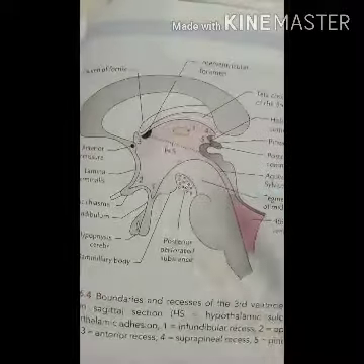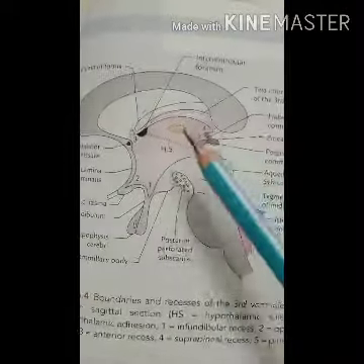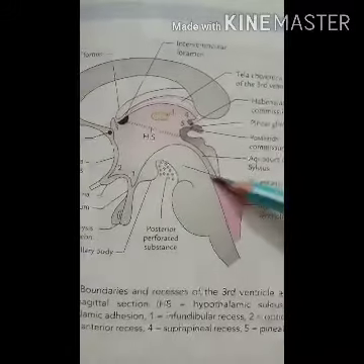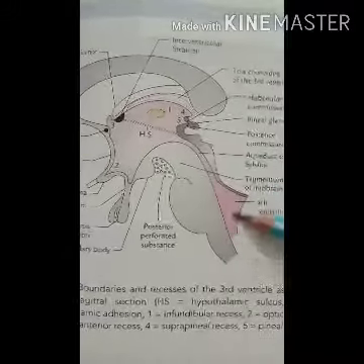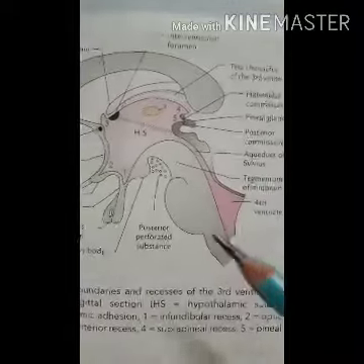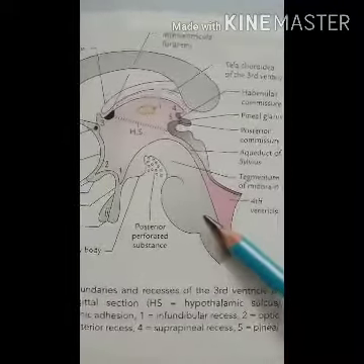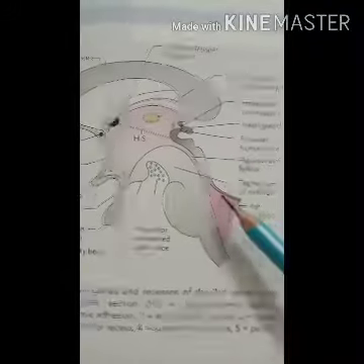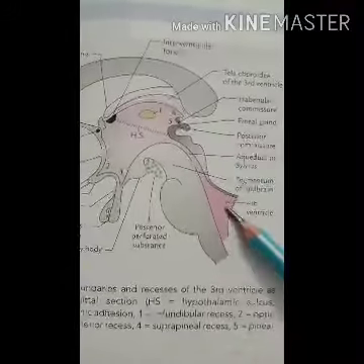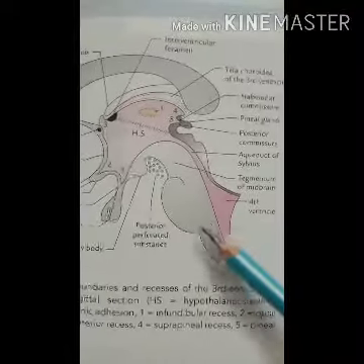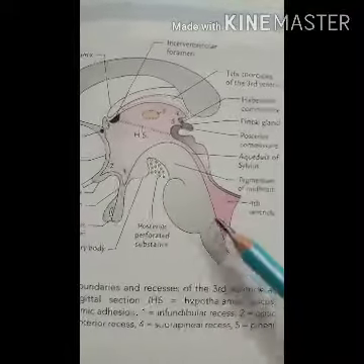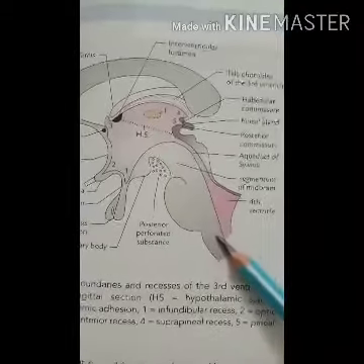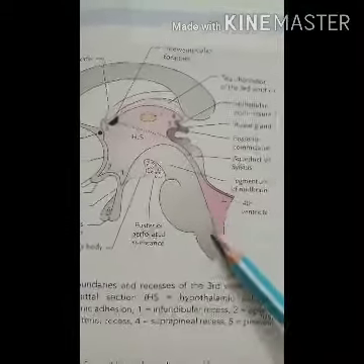So after completion of the third ventricle, let's start the fourth ventricle. Here you can see the fourth ventricle, this pink cavity. The cavity of the hindbrain is called the fourth ventricle, and it is a tent-shaped space situated between the pons and the upper part of the medulla oblongata in front. This is the pons and this is the upper part of the medulla oblongata.